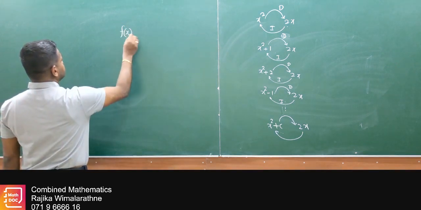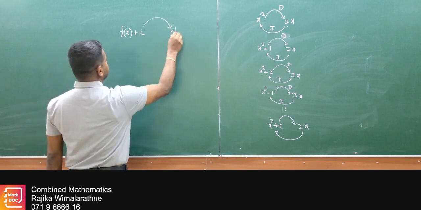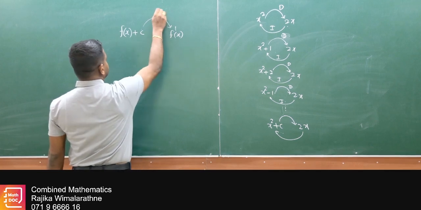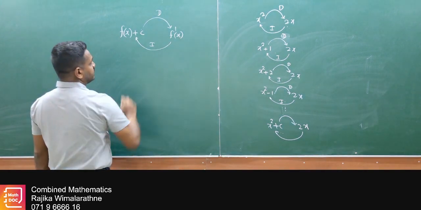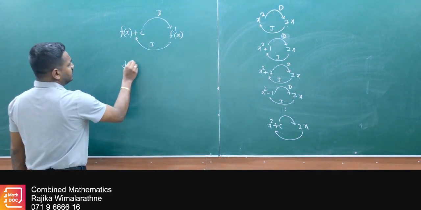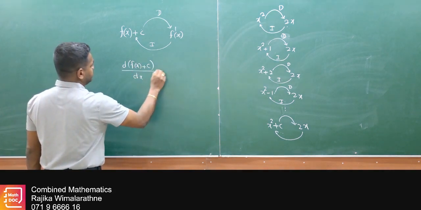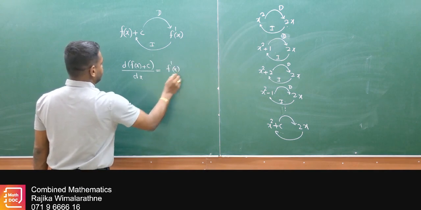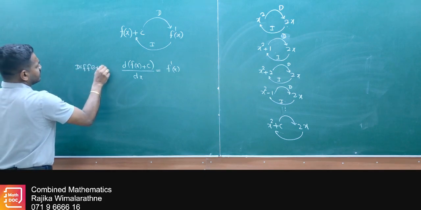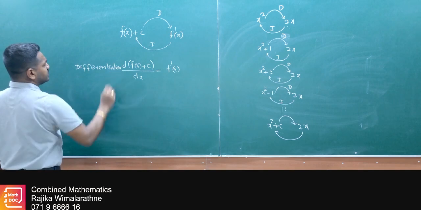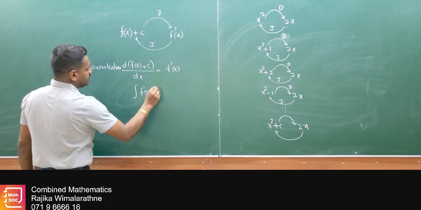Take a function f(x), add a constant c, then the corresponding derivative is f dash x, and the integral will be f(x) plus c. This is the indefinite integral. Notations: d(f(x) plus c) divided by dx we call differentiation, that is f dash x. Here, differentiation.